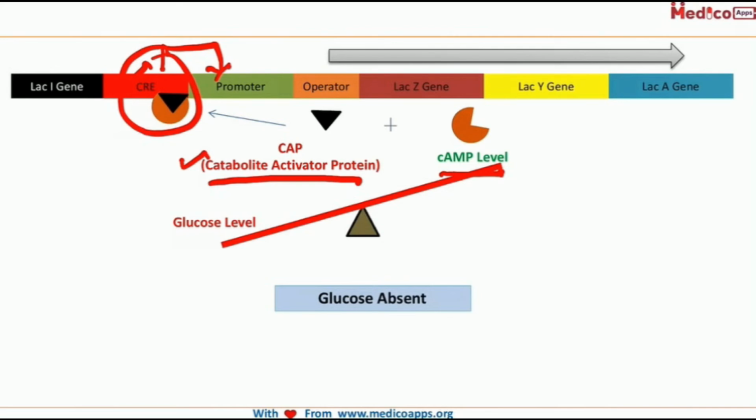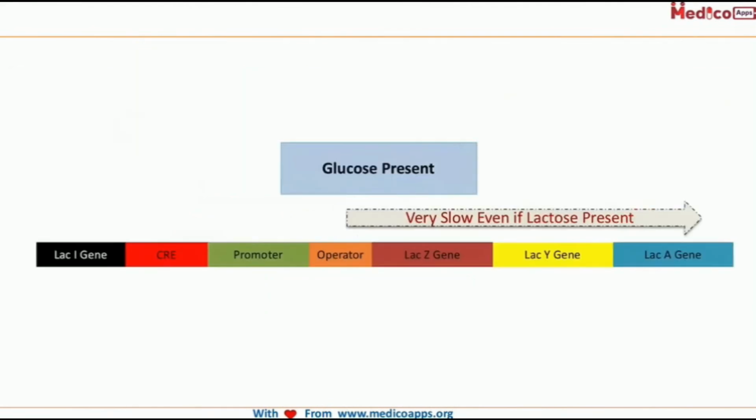Another very important question is, what is this catabolite activator protein? This CAP acts as a positive regulator protein. So if catabolite activator protein is there along with cyclic AMP, it will act as a positive regulator for the Lac Operon system. Now what happens if glucose is present and lactose is also present?